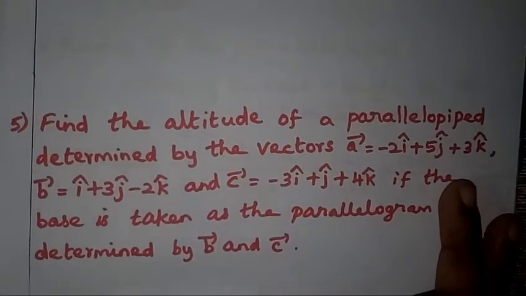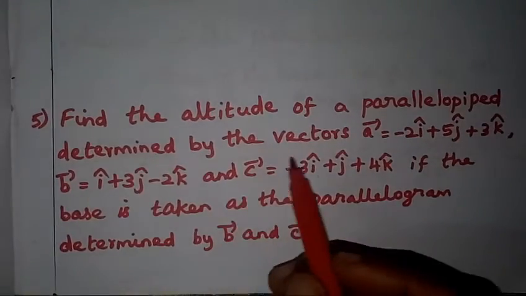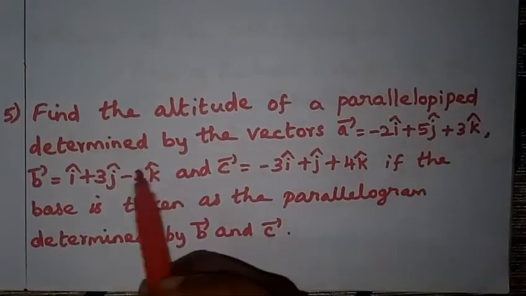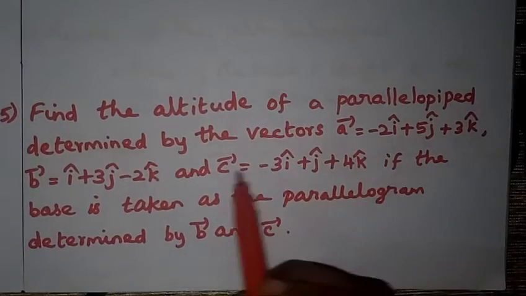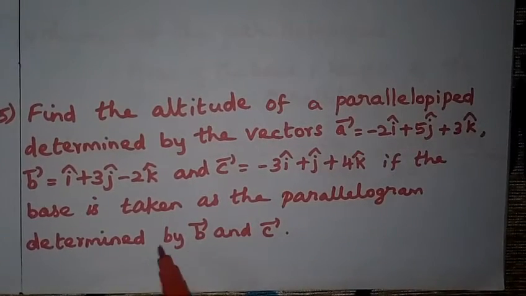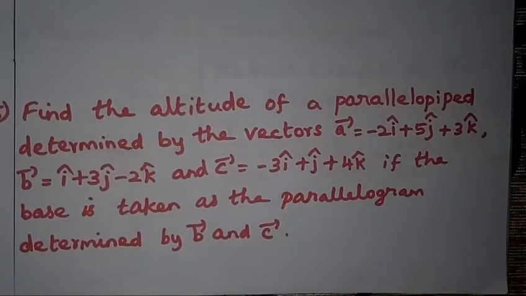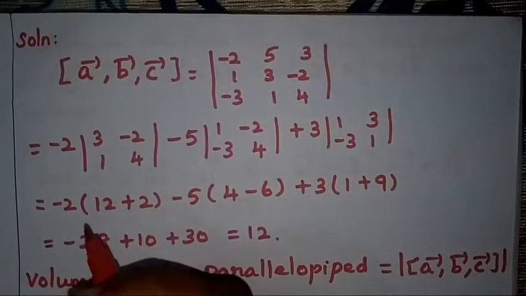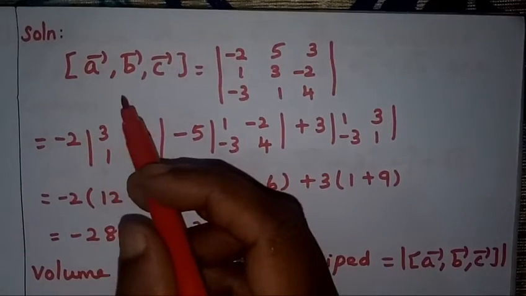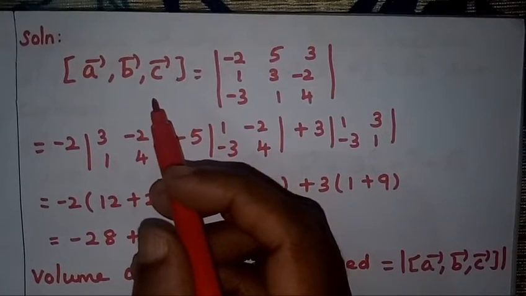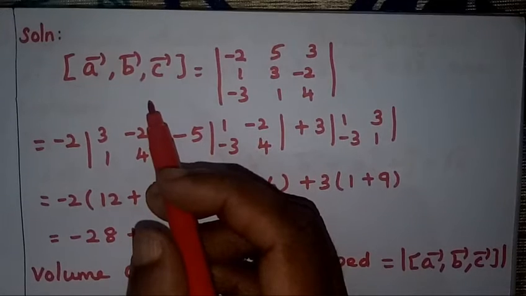Now the next one, question number 5. We have to find the altitude of a parallelepiped determined by the three given vectors, if the base is taken as a parallelogram determined by B vector and C vector. Solution. We have 3 vectors, A vector, B vector, C vector. The height of the parallelepiped we want to find.